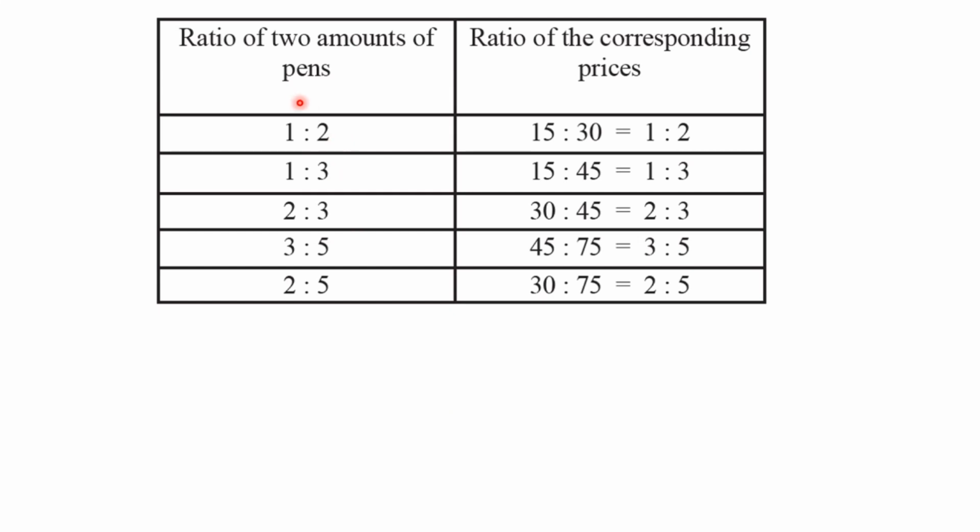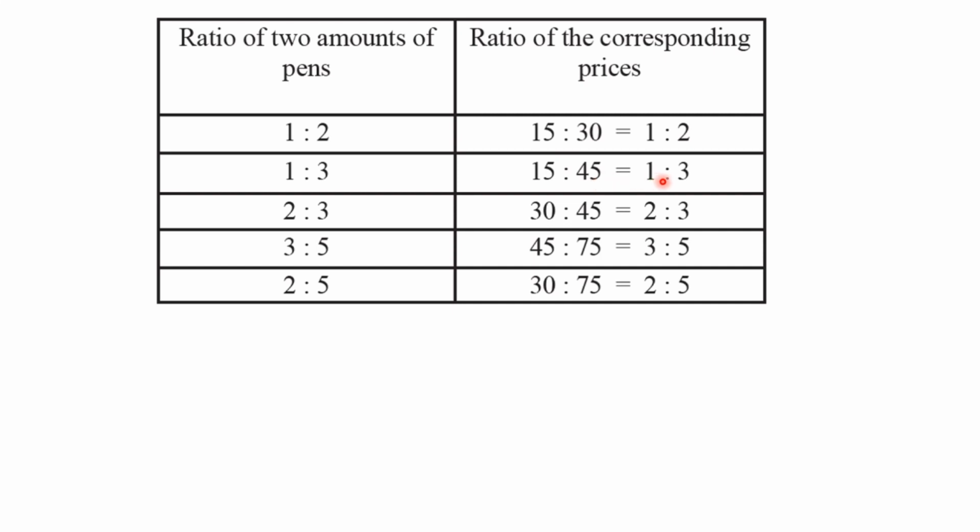If you consider the ratio of two amounts of pens, you can take any amounts here. Look at this. If you consider 1 and 2, what is the ratio between the corresponding prices? 1 pen is 15, so 2 pens, double it, 30. Then if you write it in the simplest form, this ratio is also the same. Now look at this one in direct proportion, 1 to 3, the same ratio comes. How did it happen? 1 pen is 15 rupees, 3 pens is 45 rupees.